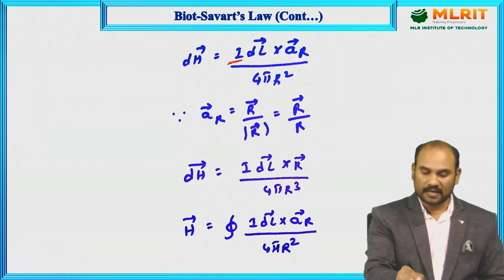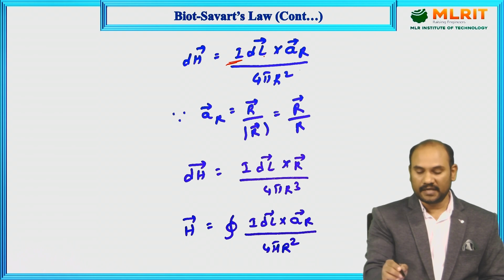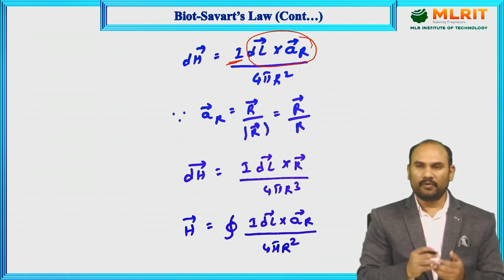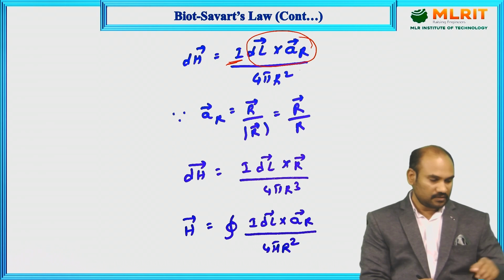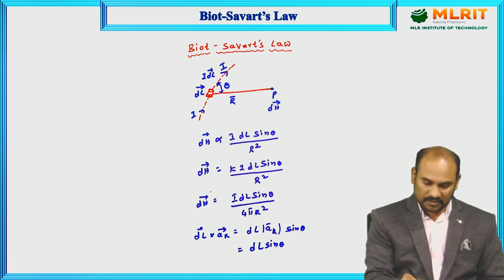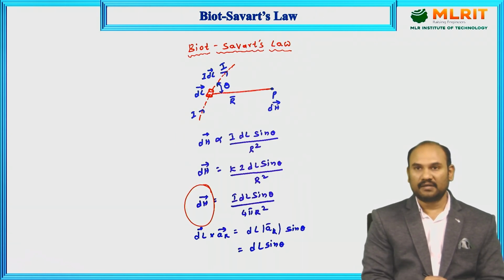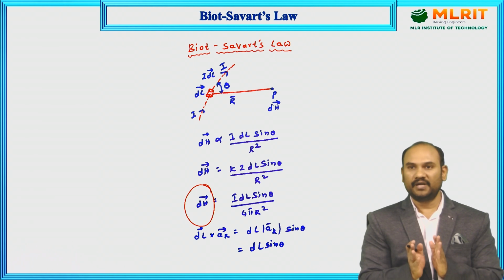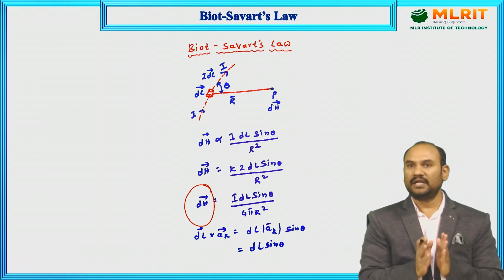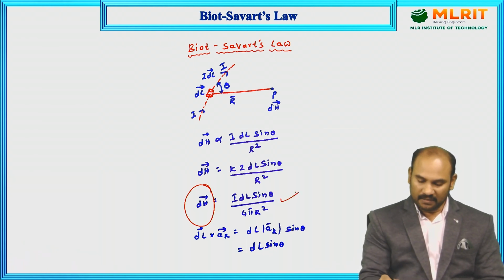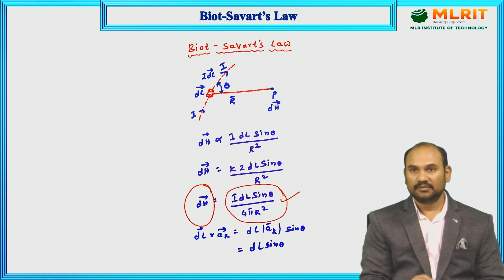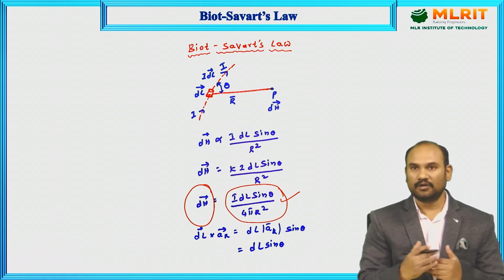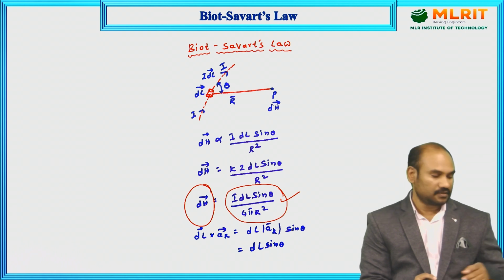So I is there already. In place of DL sin theta I am replacing DL bar cross AR bar. Now why am I doing all these things? Because what is this? Differential magnetic field. Whether it is differential magnetic field or magnetic field, it is fundamentally a vector. But do you find any bar here on the right hand side? There is no bar. But inherently it is there. So we have to get the vector nature outside. That's why I am doing all these things.